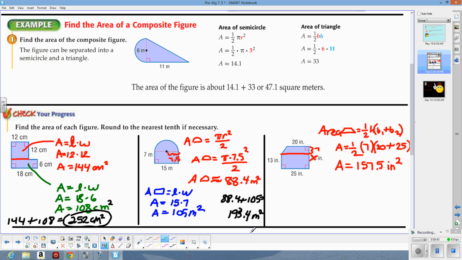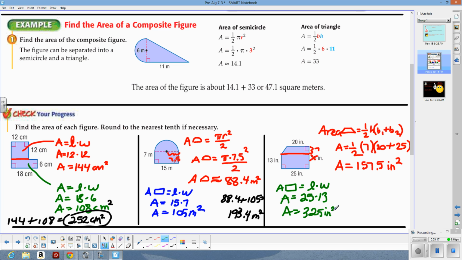Now the second thing we have is a rectangle. So the area of the rectangle equals length times width. So it's going to be 25 times 13. Go ahead and calculate that with your calculator. That's 325 inches squared.